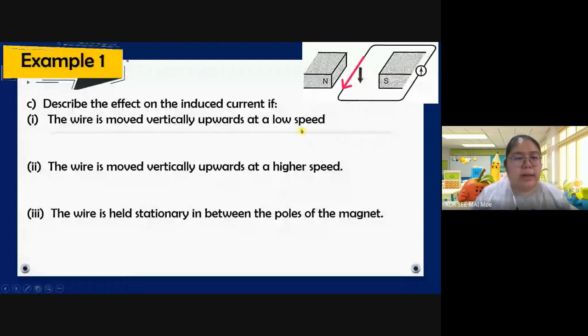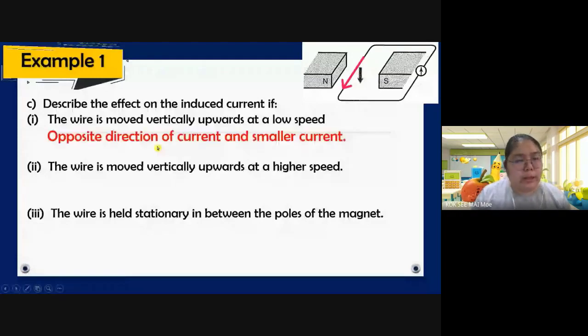Okay, now the second time, the wire moves vertically up, also up. Up means opposite direction already. High speed. So you just change the current, now it is a bigger current. They produce a larger current already.